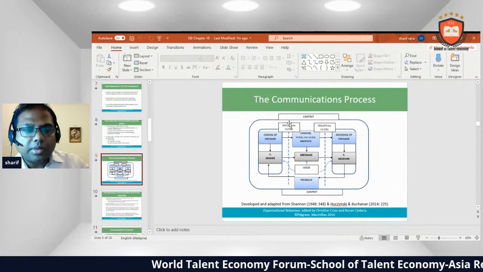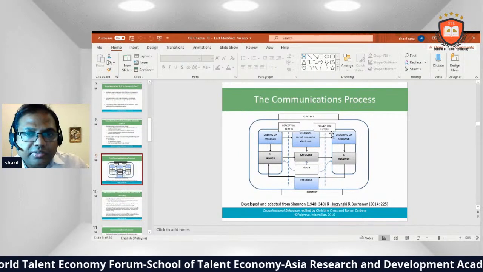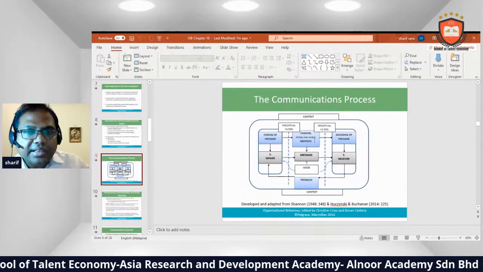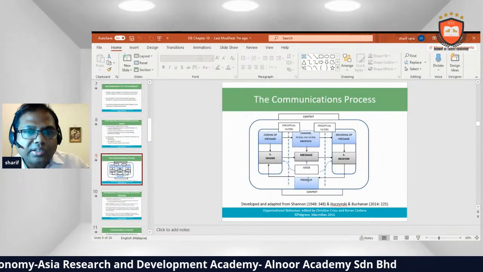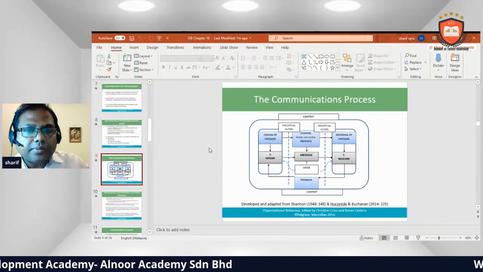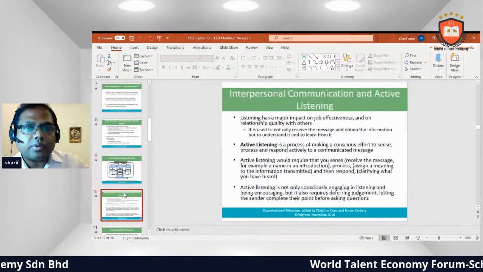Communication process. In the communication process, there are context, perceptual filters, coding of the message, sender, channel, message, noise, feedback, receiver, and decoding, developed and adapted from Shannon and Weaver. These are very informative.